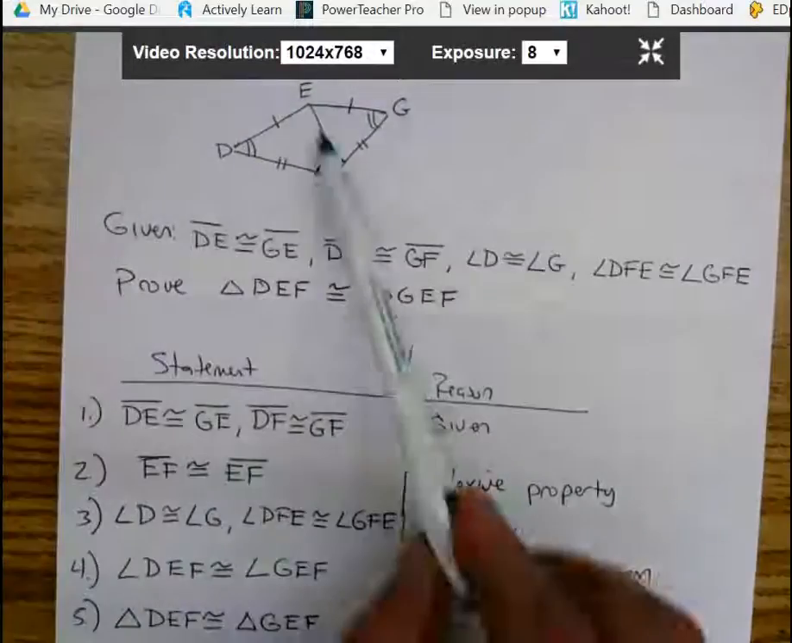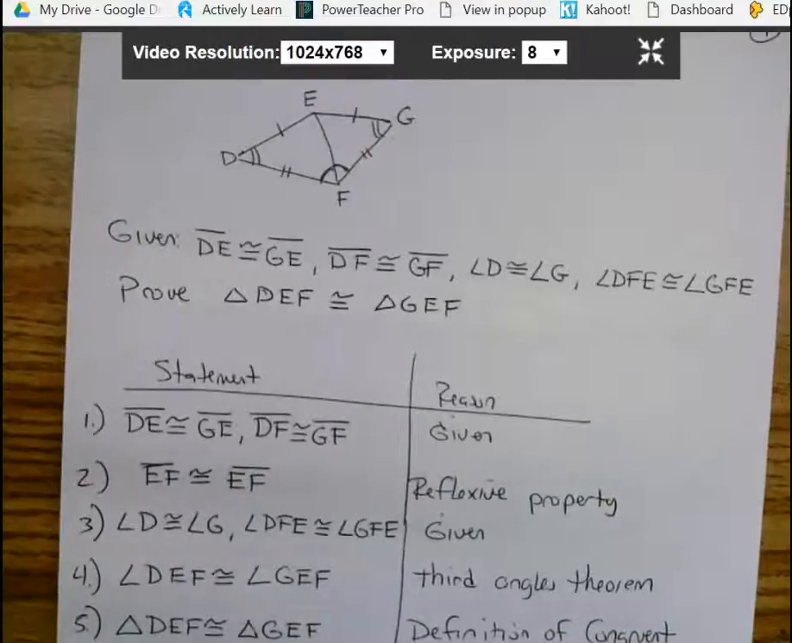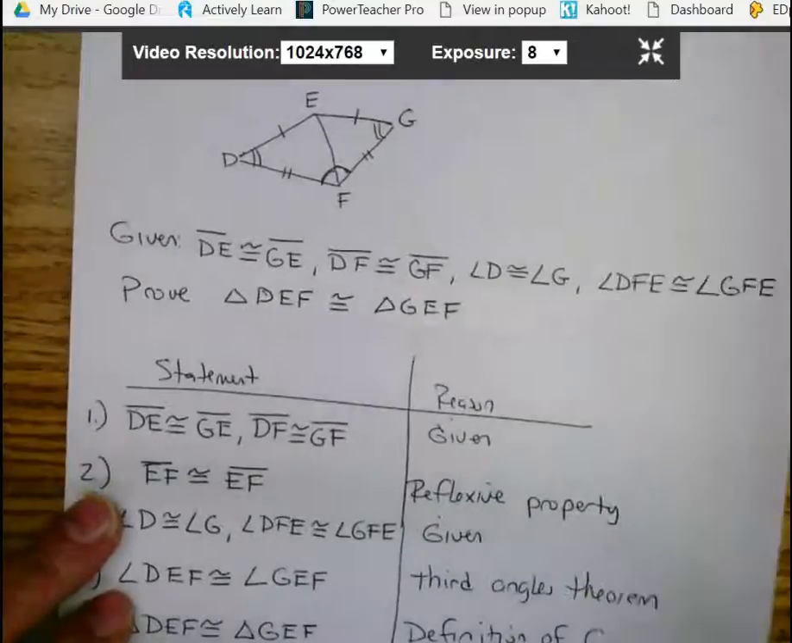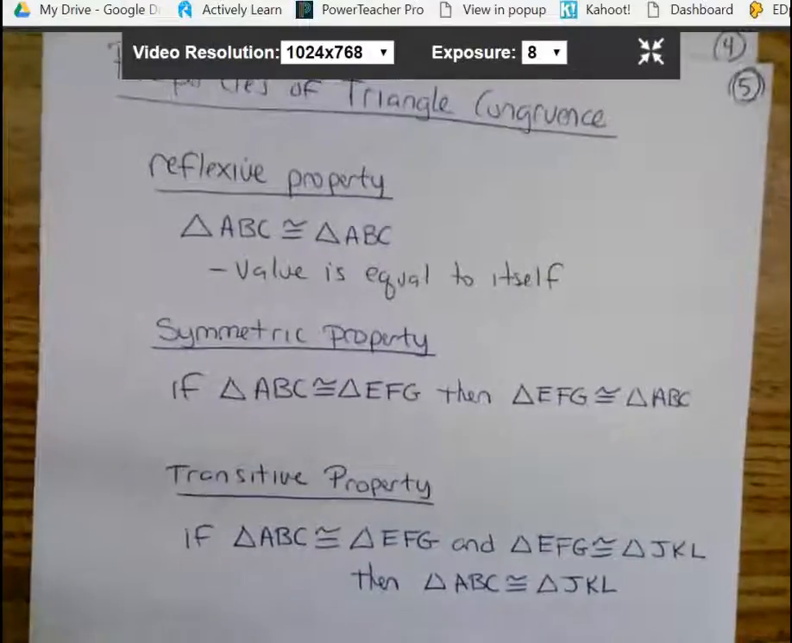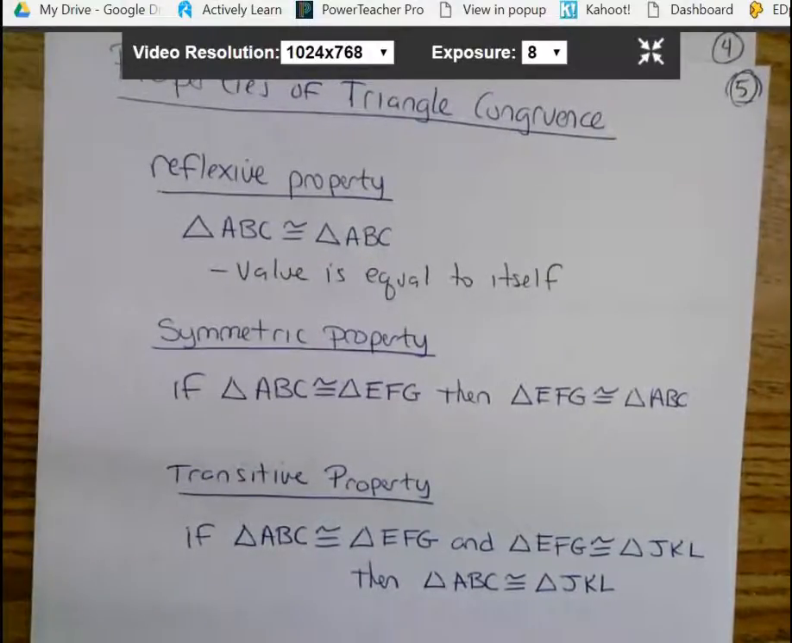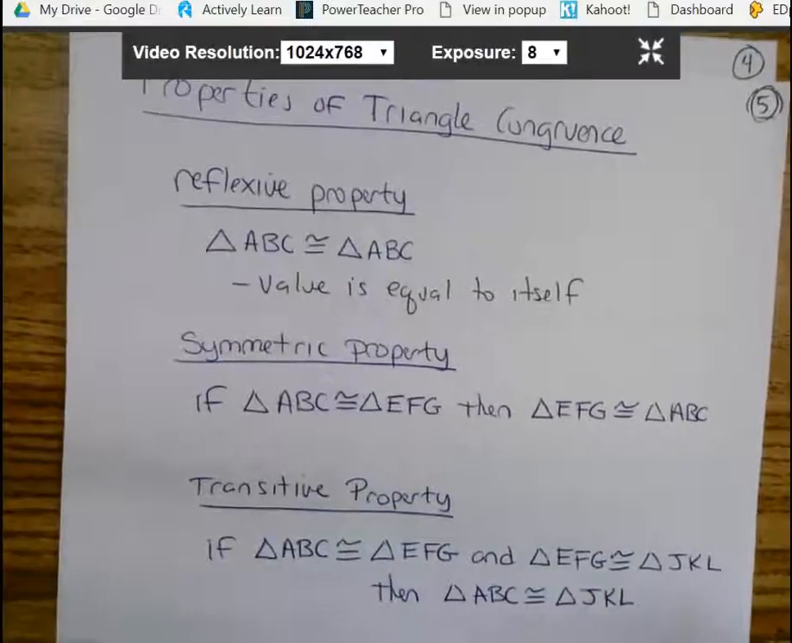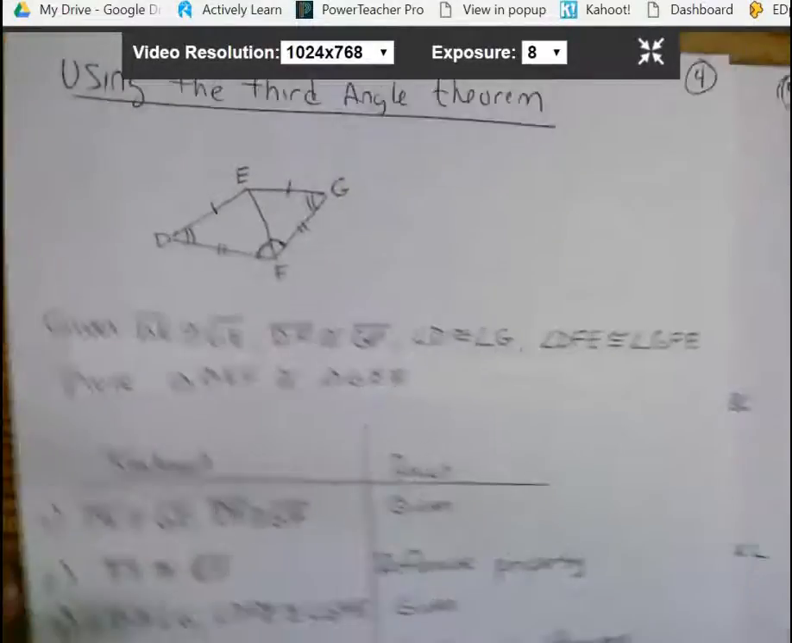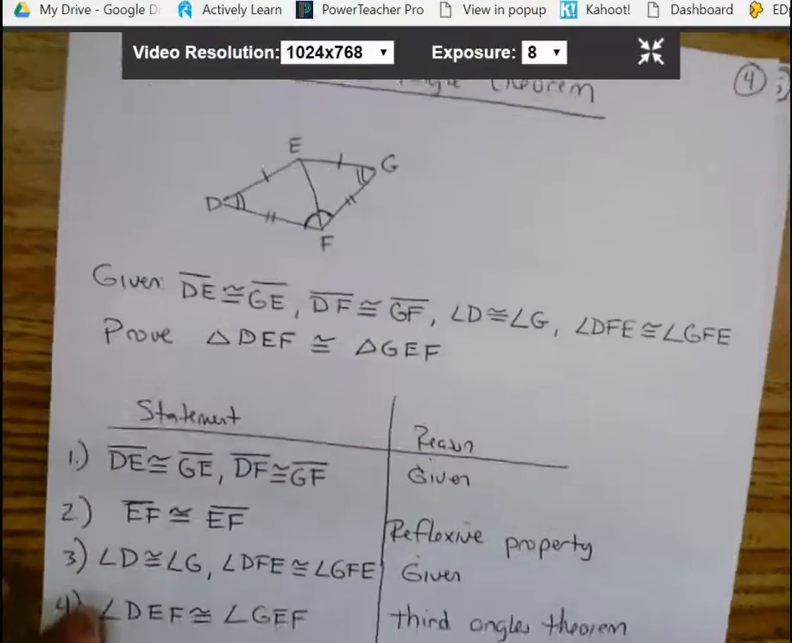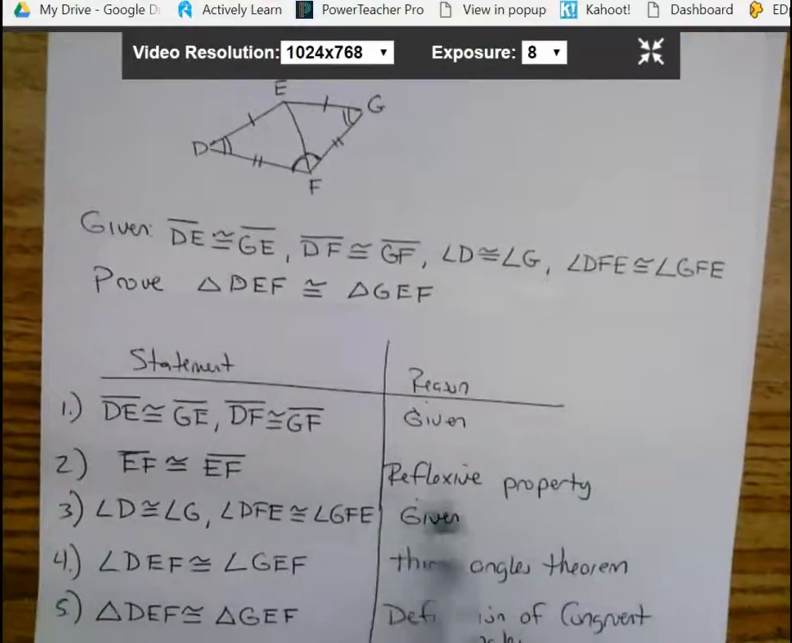And then we need this line right here. Line EF is congruent with line EF, and that's called the reflexive property. If you remember, we haven't talked about this one for a while. The reflexive property really just says that triangle ABC is congruent with triangle ABC. It's really just saying that any value is equal to itself. Like 1 is equal to 1, 3 is equal to 3, 75 is equal to 75. Any amount is always equal to itself. That's reflexive. Because these are the same lines, EF is equal to EF, so we use the reflexive property.